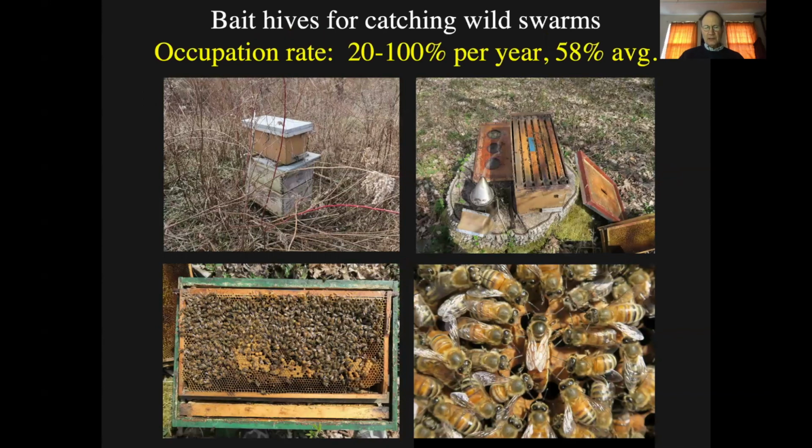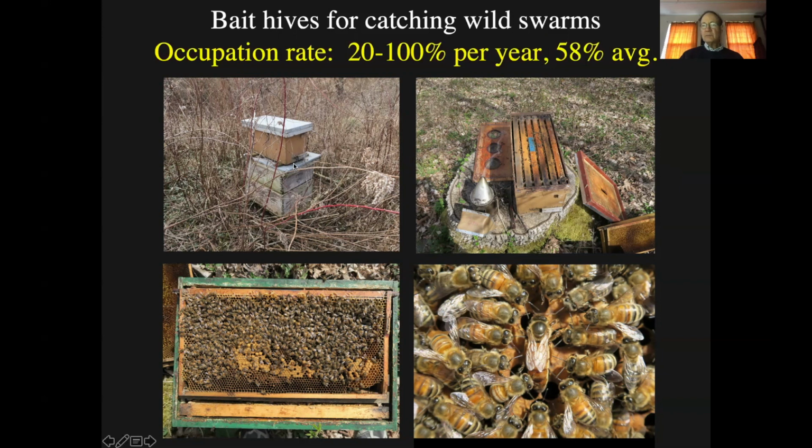Just a little bit. I get my bees using the first technique. I put out bait hives for catching wild swarms. My occupation rate varies from year to year. Sometimes it's 20%, sometimes it's over 100%. Average is 58%.